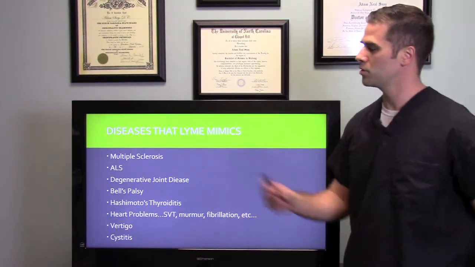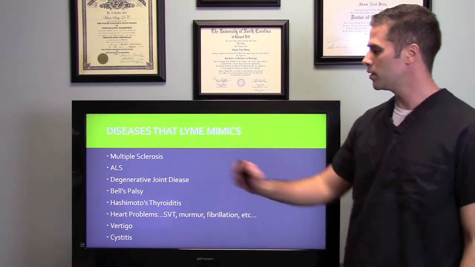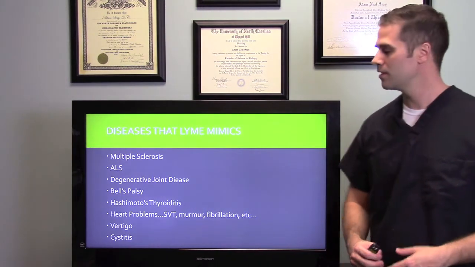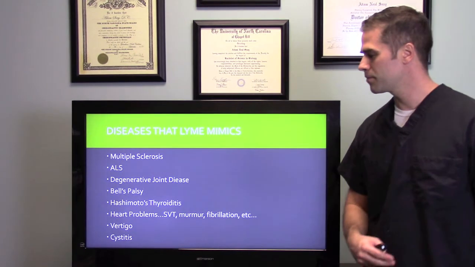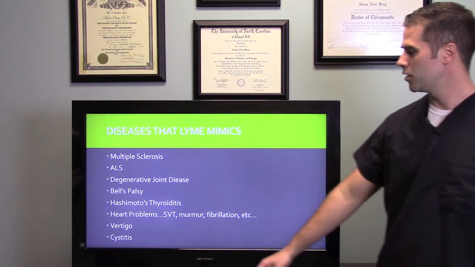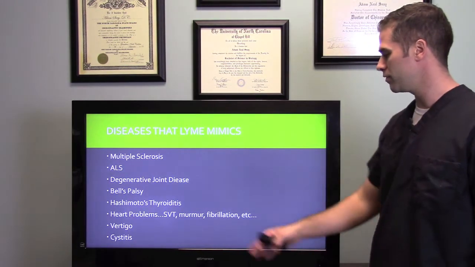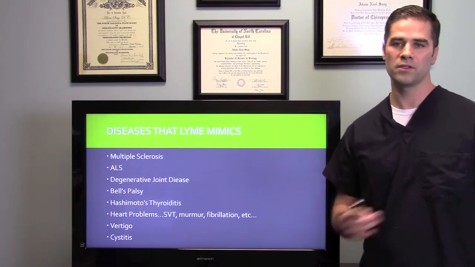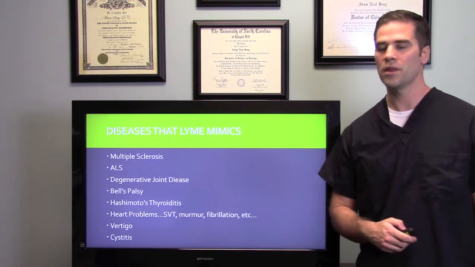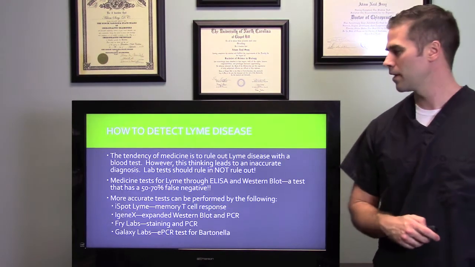You can have anxiety, depression, migraines. We also see multiple sclerosis, ALS or Lou Gehrig's disease, degenerative joint disease, degenerative disc disease in the spine, Bell's palsy, Hashimoto's thyroiditis, which is autoimmunity to your thyroid. You can have heart problems, SVTs, you can have murmurs, arrhythmias, fibrillation, palpitations. All these things are very common with Lyme. You can have vertigo, you can have cystitis as well.